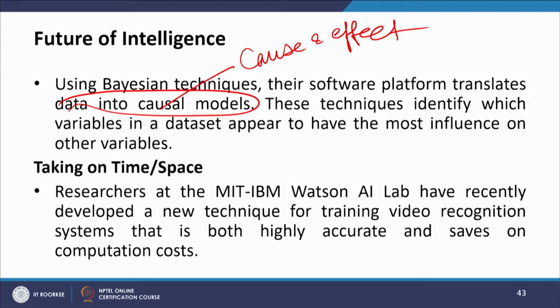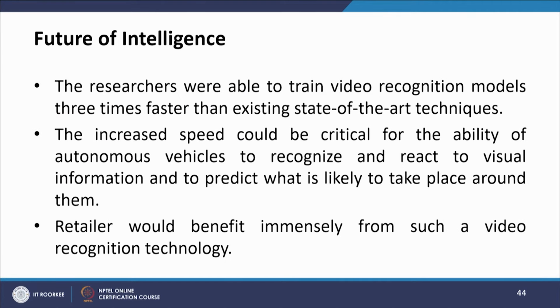The next comes taking on time and space. Researchers at the MIT IBM Watson AI Lab have recently developed a new technique for training video recognition systems that is both highly accurate and saves on computational costs. The researchers were able to train video recognition models 3 times faster than existing state-of-the-art techniques. So, it has increased the efficiency of the models. The increased speed could be critical for the ability of autonomous vehicles to recognize and react to visual information and to predict what is likely to take place around them. Retailers would benefit immensely from such a video recognition technology.